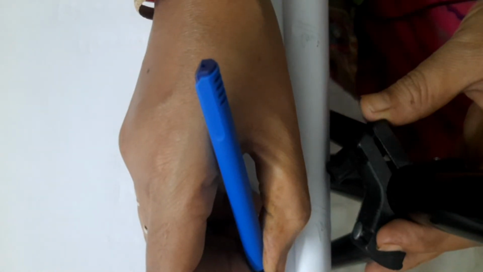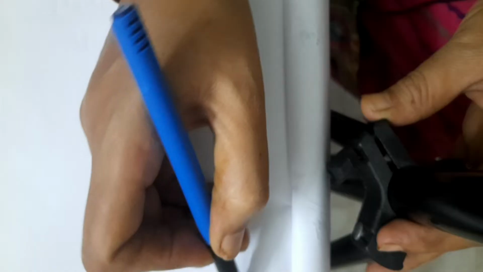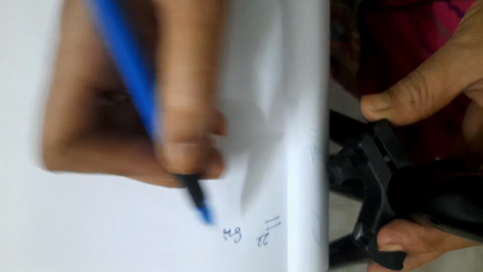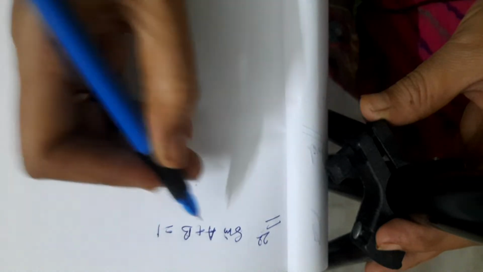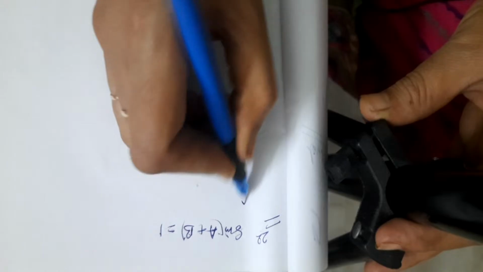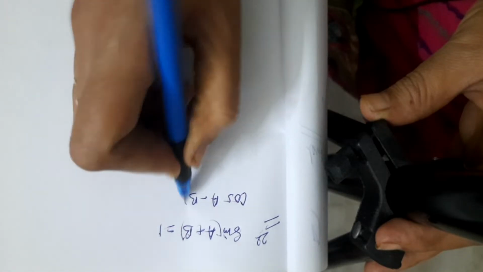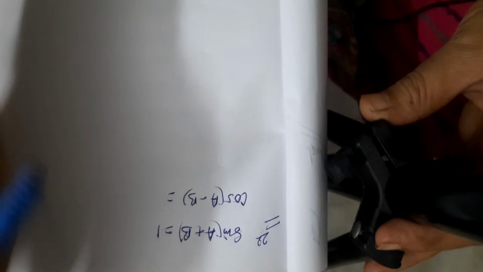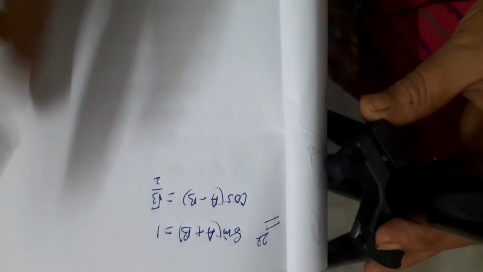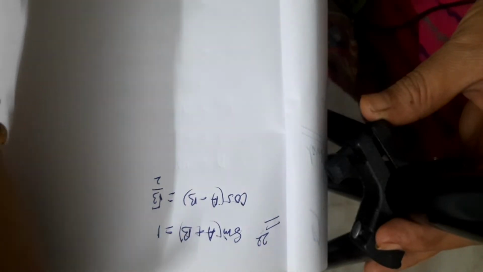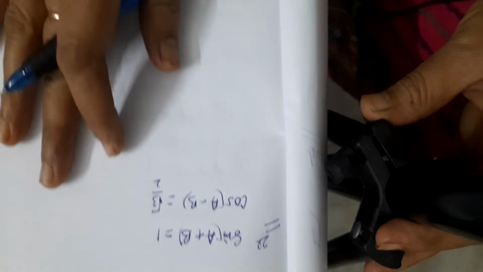Now the next question is from trigonometry. This kind of question we also get very often, and this is also a very simple question. Question number 22. Here it is given sine A plus B is equal to 1. And the next equation, cos A minus B, is given as root 3 by 2. We need to find the values of A and B. This kind of question will be very simple.